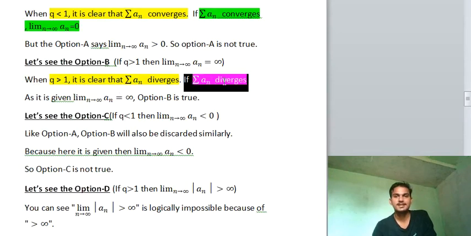We can use a theorem here to show that option B is true. So to prove option B, to know that option B is true, we can use a theorem.